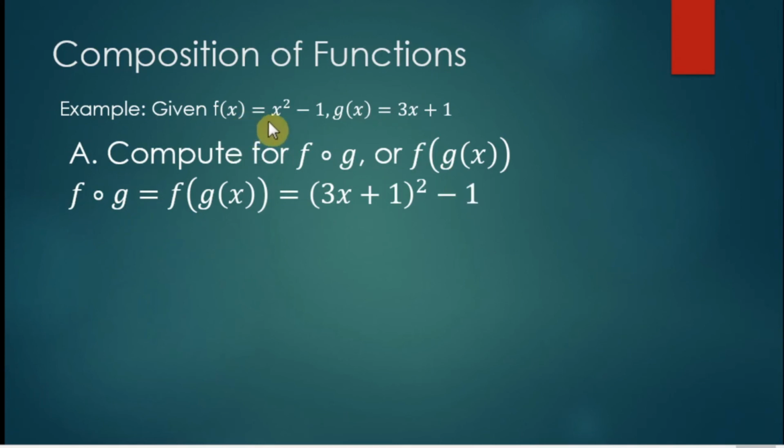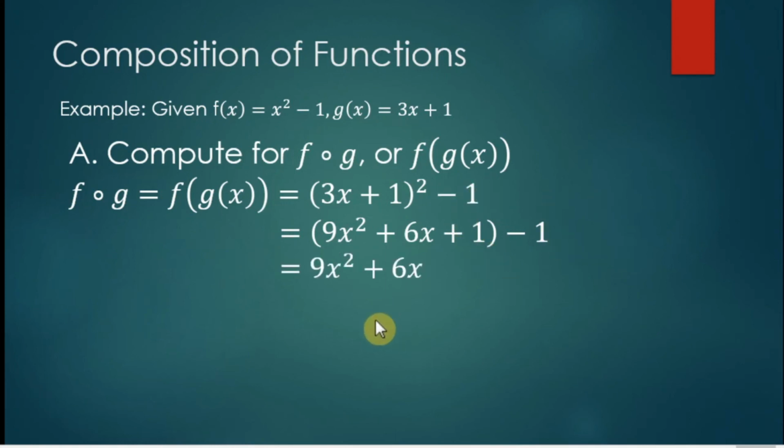Remember that f of x is x squared minus 1, but we change x to the value of g of x. That's why we see 3x plus 1 squared minus 1. Expanding this binomial, we have 9x squared plus 6x plus 1 minus 1. Simplified as 9x squared plus 6x. That's because 1 minus 1 is just 0. That is an example of a function composition.